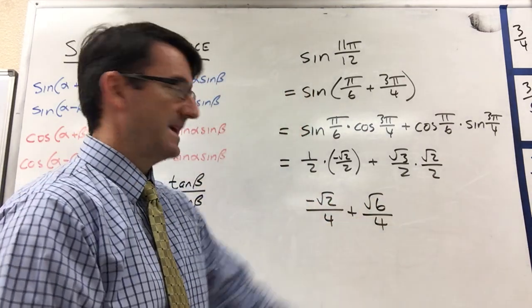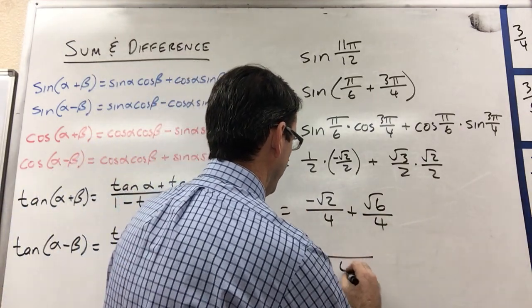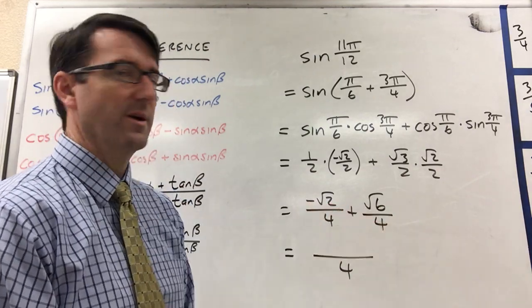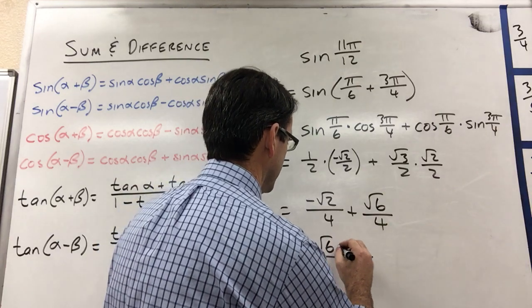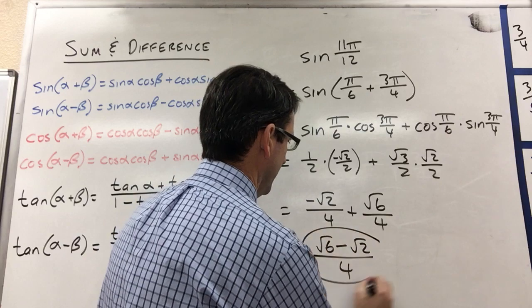So now we can just add those together. We have a common denominator of 4. And then rather than write negative square root of 2 plus the square root of 6, I'm going to reverse those so that I can just write the square root of 6 minus the square root of 2, all over 4. And that's going to be the answer there.